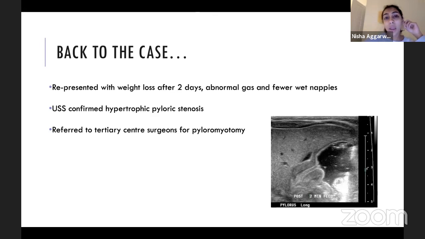So the reason why I told you guys about that case is because I think it's really important to start simple. I think it would be unreasonable to assume that that child with projectile vomiting, which I know that I put in inverted commas, but it wasn't projectile when they first came in with a normal gas. He'd only tried Gaviscon for a day. I think it was very reasonable to actually not jump to pyloric stenosis. But when they represent with an abnormal gas, weight loss within 2 days and fewer wet nappies, that was the time to think about other things.